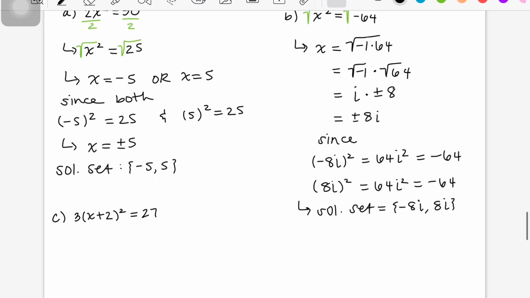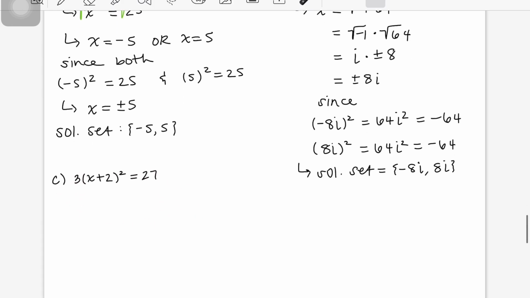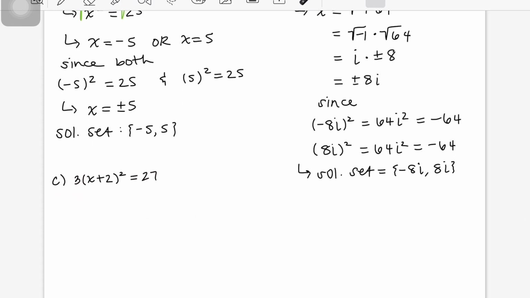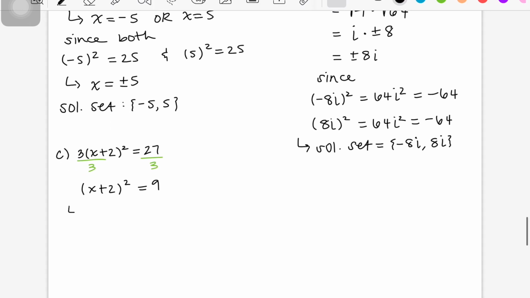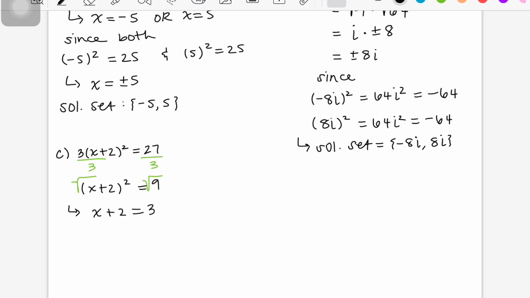And lastly, let's look at this example here. This is a little bit different, but we still have the form of something squared is equal to something else. So we'll just solve for x here, so we'll divide by 3 on both sides. So we'll get x plus 2 squared is equal to 9. Taking the square root of both sides here, we get x plus 2 is equal to plus or minus 3, since the square root of 9 is 3.